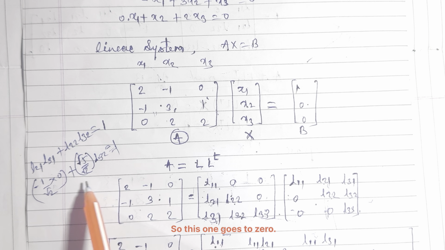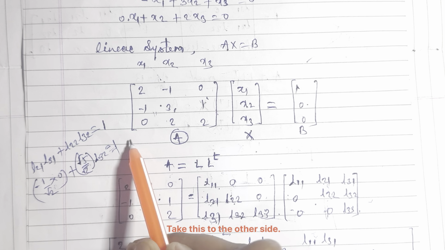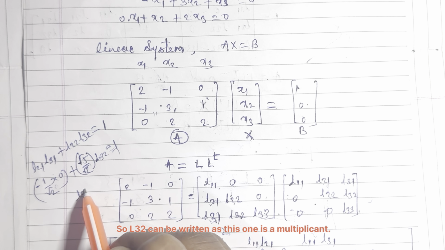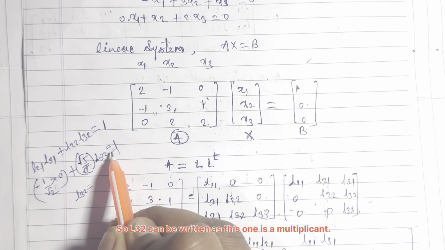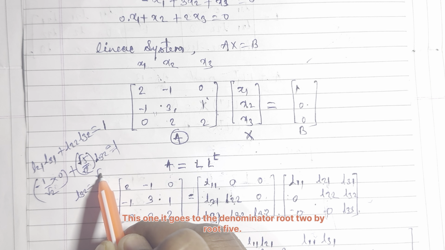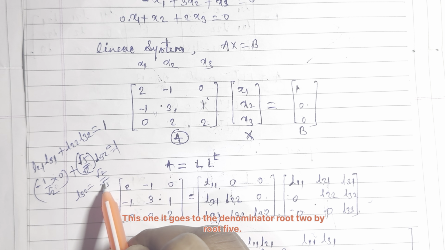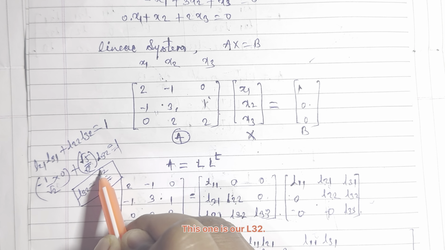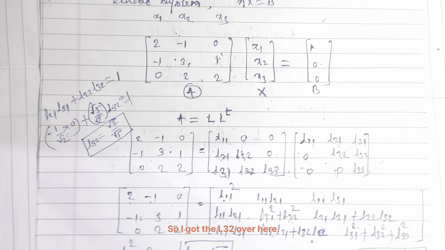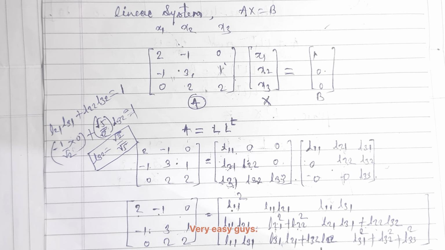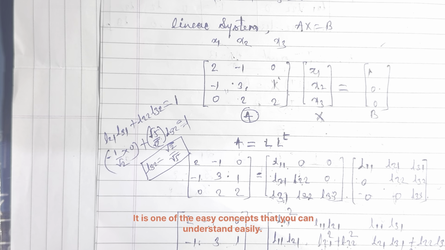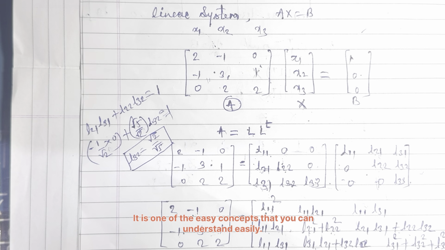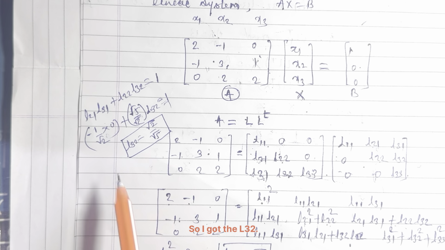Root 5 divided by root 2 is there, guys. This one goes to 0, take this to the other side. So L32 can be written as, this one is a multiplicand, it goes to the denominator: root 2 by root 5. This one is our L32. So I got the L32 over here. It is very easy, guys, one of the easy concepts that you can understand easily.